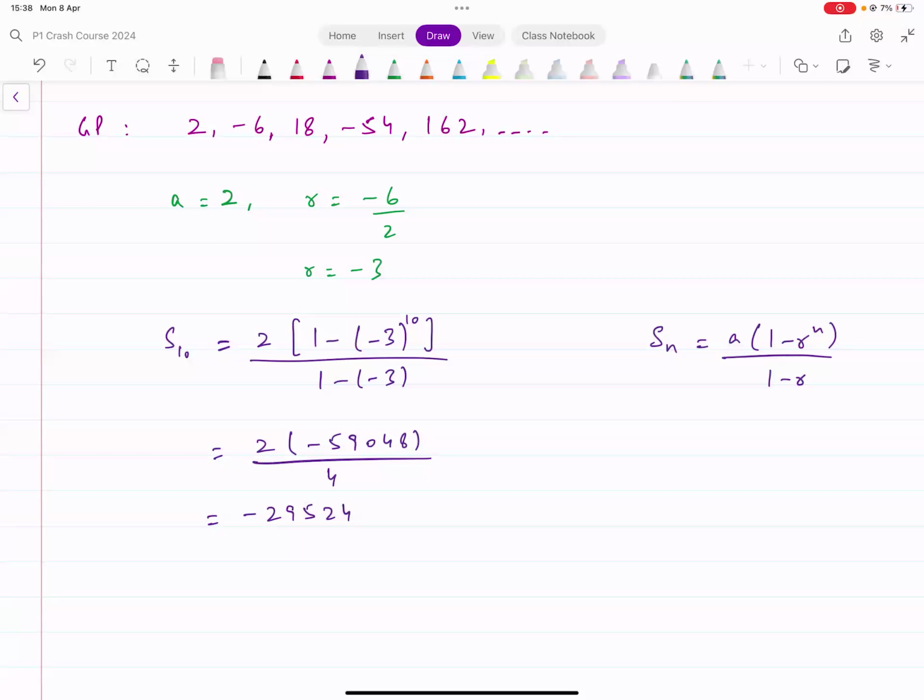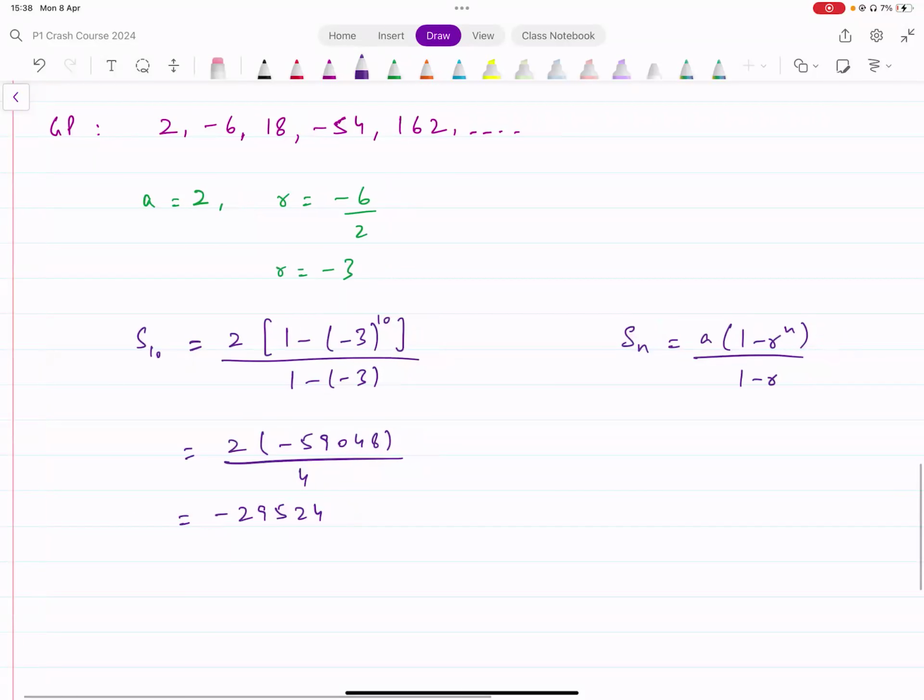No, sir. Sir, we keep the sum as negative when we write the answer. Okay, I'm sorry, I missed you in the middle. Can you please repeat that? We keep the sum as negative when we write the answer. Yes. Why not? It's a negative sum, so it will remain negative.